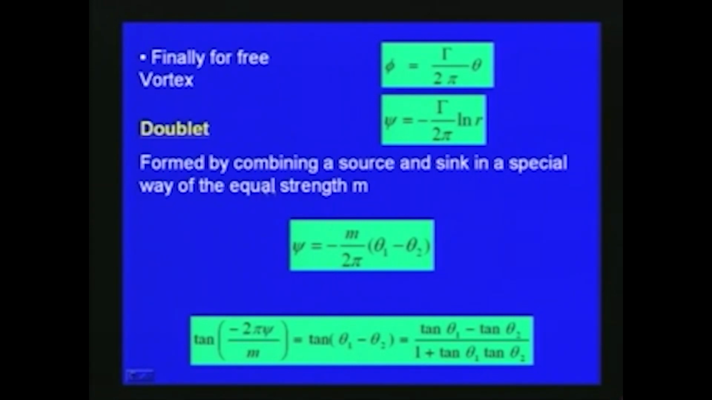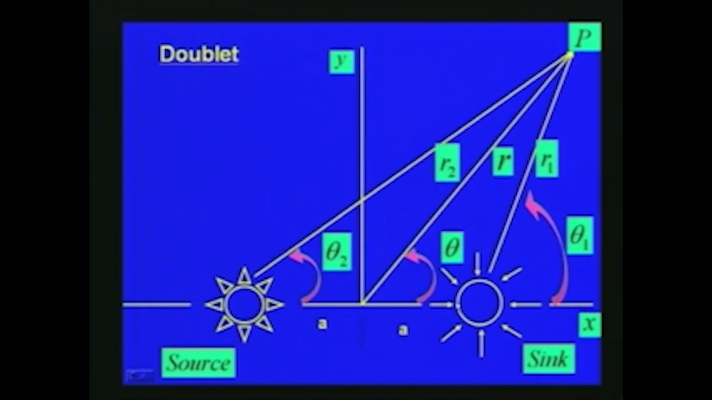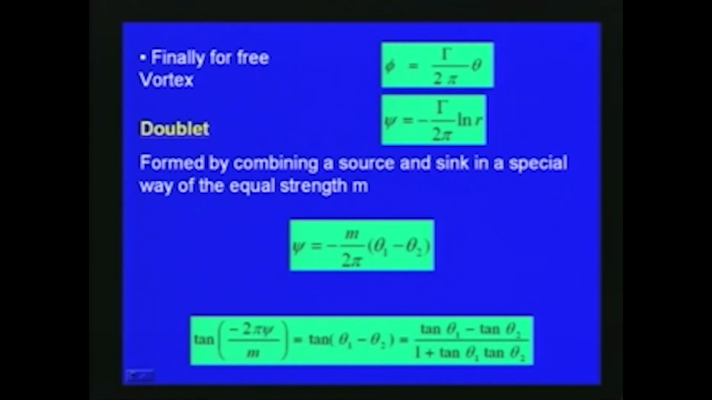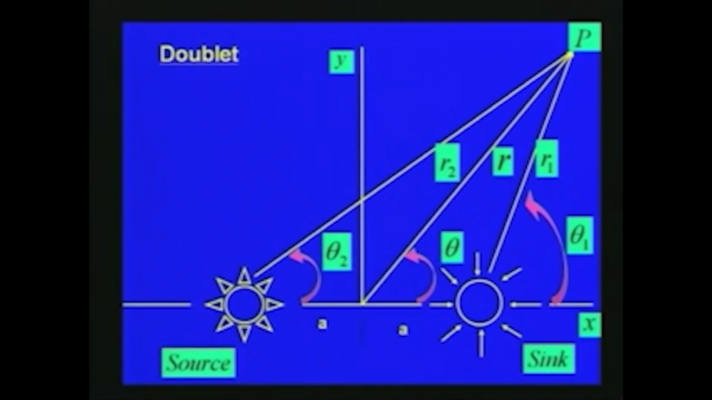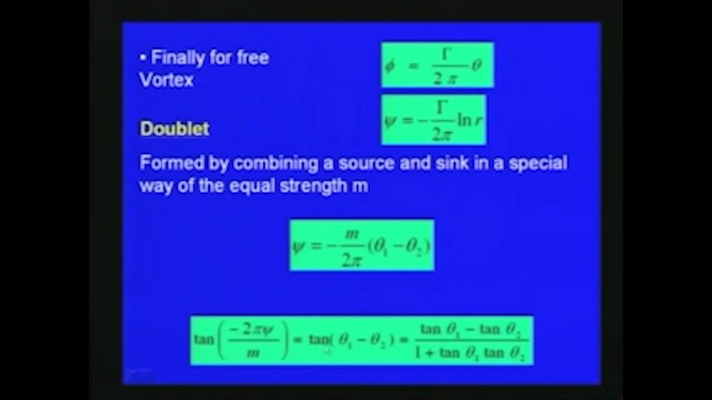Now the strength of the source or sink we have already seen from the definition: psi is equal to minus m by 2 pi into theta 1 minus theta 2. With respect to this figure, theta 1 and theta 2 are defined here. Then we can define minus 2 pi psi by m, which is equal to theta 1 minus theta 2. Taking the tangent, tan of minus 2 pi psi by m is equal to tan theta 1 minus theta 2, that is equal to tan theta 1 minus tan theta 2 divided by 1 plus tan theta 1 tan theta 2.